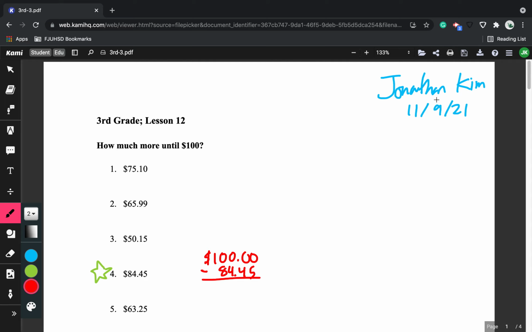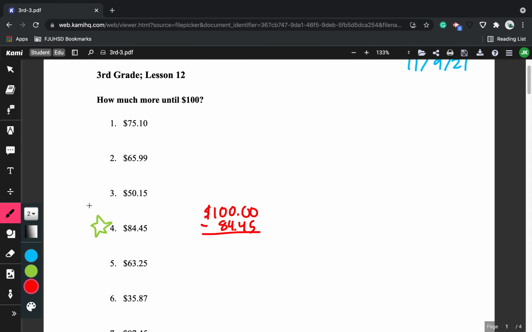Write your name in the right hand corner and the date, and I'm going to be doing the green stars examples, and with the help of the examples, you get the rest. So, the first page is asking how much more until $100. So, they're asking how much more from $84.45 to 100. So what I did is that I put $100 on top and subtracted it by the amount that they're asking for, or they gave us.